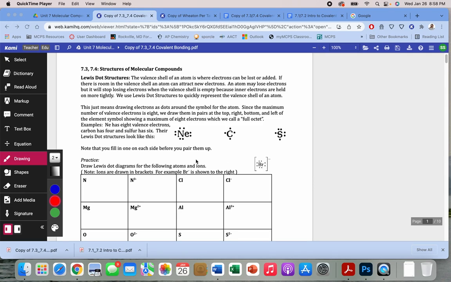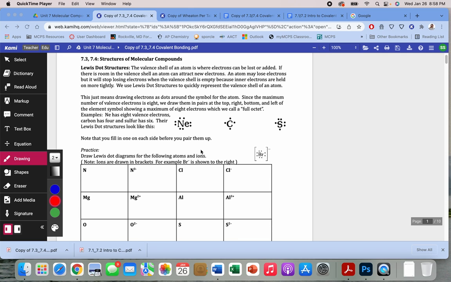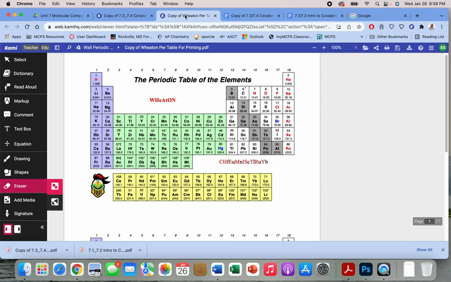Half of our block on Wednesday, we talked about Lewis structures. Now, this is going to take us a little while to get good at, but we need to start talking about Lewis structures. Lewis structures are really a way of representing valence electrons, and you may or may not remember how to count valence electrons, so let's go to a periodic table.